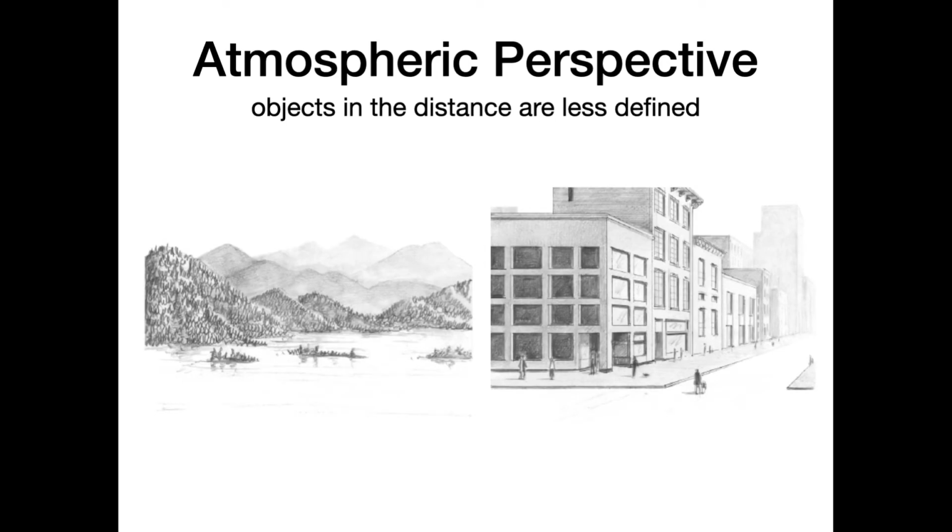Atmospheric perspective. Objects in the distance are less defined. It's another way to create depth. The air is actually filled with little particles of matter, and as things get farther away from us, it becomes harder to see them because of the buildup of all these particles. The result is that objects far away appear less defined, lighter, and less saturated. This actually makes things a lot easier for us because it makes less work for us. It forces us to focus our attention on detail in the objects that are closer to us, and we can kind of forget the ones that are farther away.